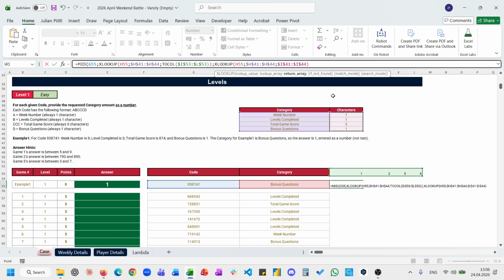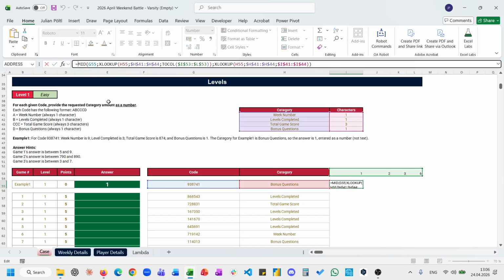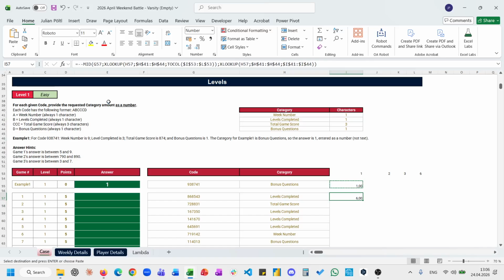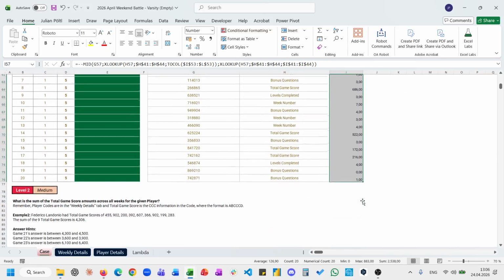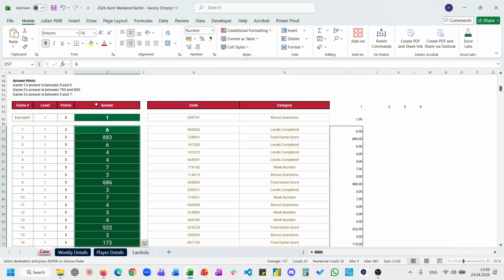Oh no, this is wrong. Yes, 1, 2, 3, 5, 6. Yeah, should be right. And then minus, to actually return the number. That was completed. Yeah, it should be fine. 6, 8, 86. Yeah.